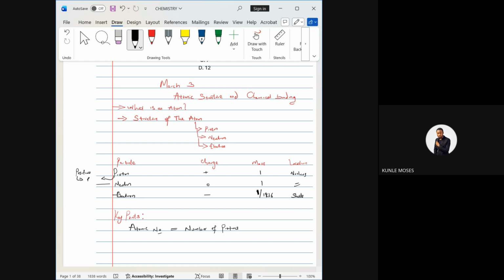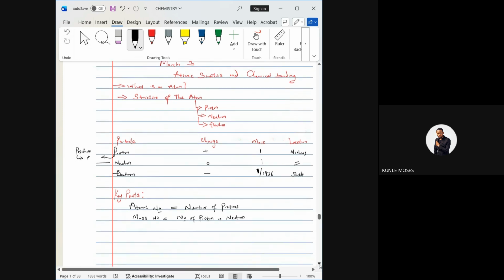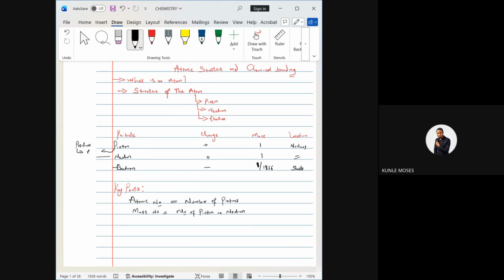Isn't it? And mass number is equivalent to the number of protons plus neutrons, when you add your proton and your neutron together. So from here, we can easily calculate the number of protons by making a distribution of the formula. Isn't it? In case I have to calculate the number of protons or of neutrons.